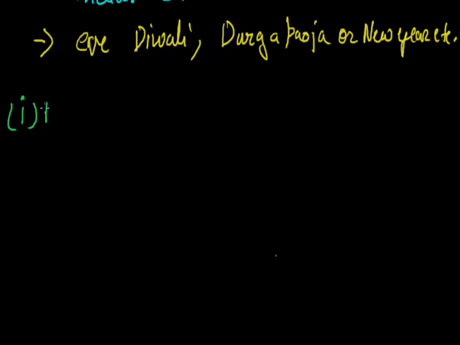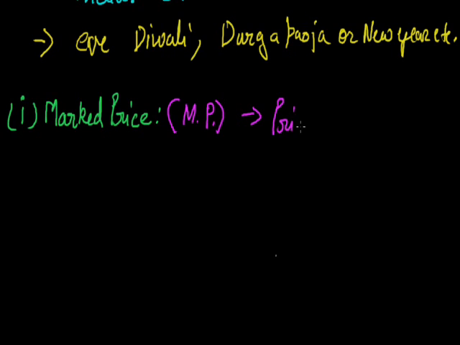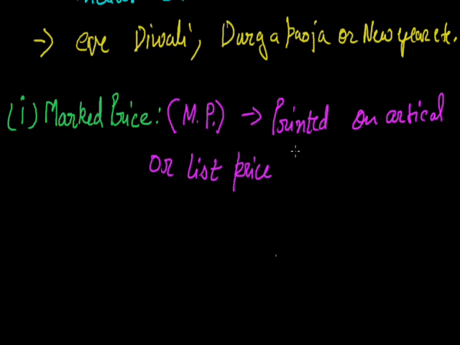First is mark price. It is also written as MP, capital M, capital P. Now, the mark price is the price that is printed on the article. Sometimes it is also known as the list price, and it is written as L.P.